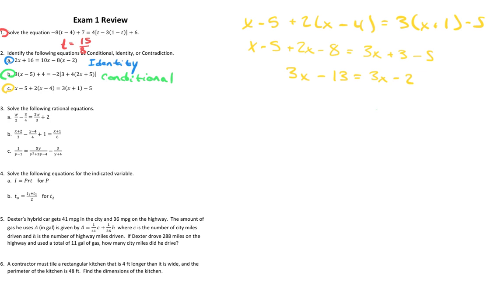So if we notice here, no matter what we plug in for x, we're not going to get something that works. And we can see that even further if we subtract 3x from both sides, we end up with negative 13 equals negative 2, which we know does not hold. So because of that, we're going to call equation C a contradiction.